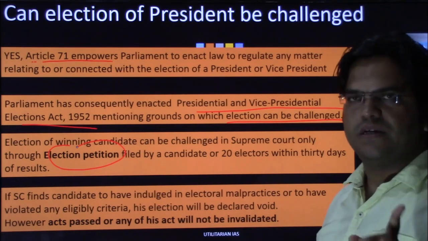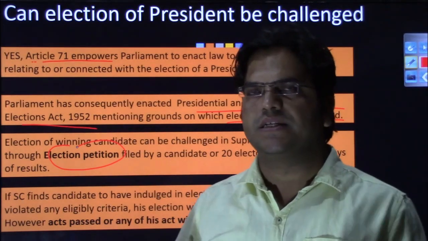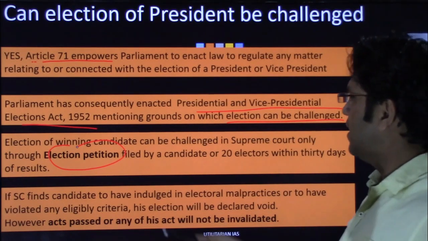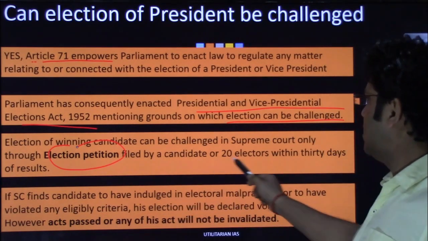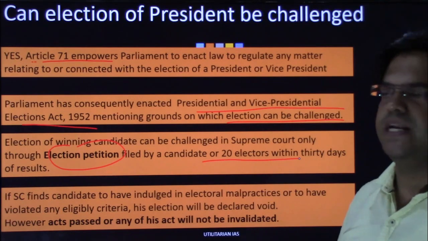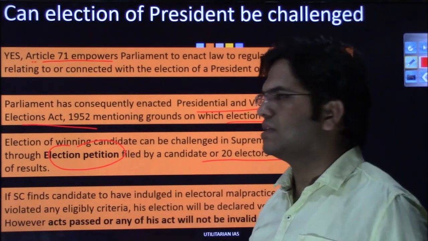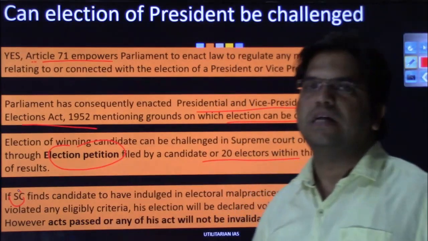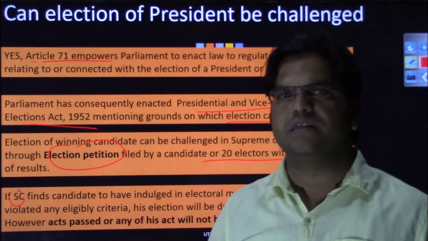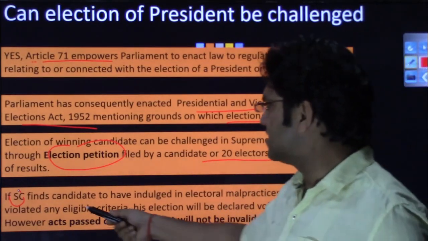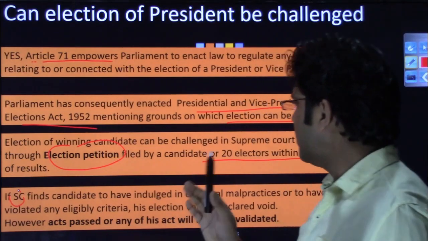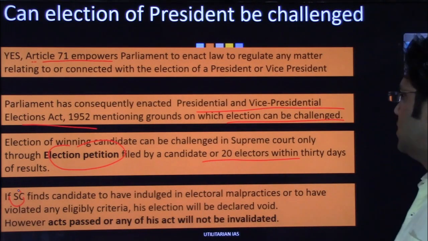So along with the contestant, if the contestant does not want to file an election petition, then the other thing is that 20 electors as well can file this election petition, and that election petition will be filed in Supreme Court. So Supreme Court has that exclusive authority, and whatever decision that Supreme Court extends, that will be final, right? There is no appellate jurisdiction of any other body or any other court, right?